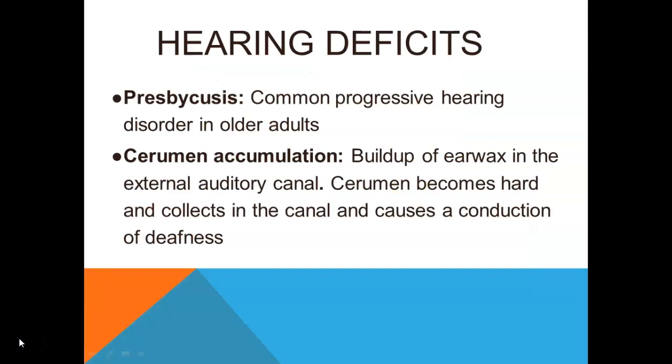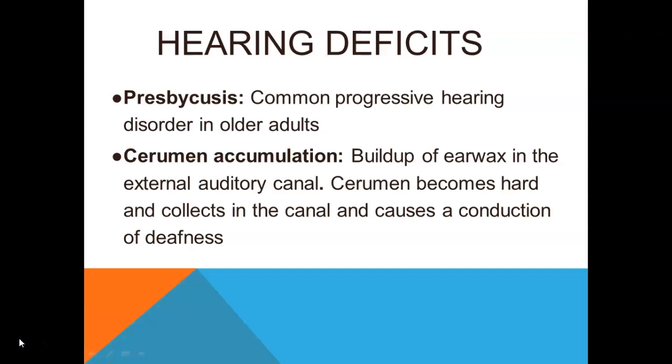Hearing deficits. There is a condition called presbycusis, which is a common progressive hearing disorder in older adults. So you notice that with older adults, especially in long-term care, you have to speak louder or pronounce more distinctly so that they understand what you're saying. That is a common thing that happens.